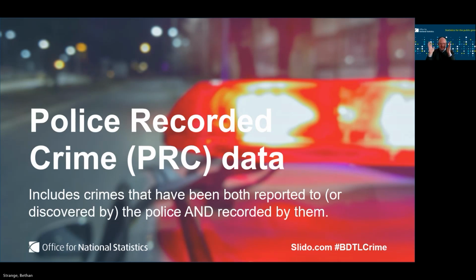So now let's think about our second big data source, and that data source is police recorded crime data. So again, let's go back to the kind of questions we want to ask about this data source. So what is it? It's crimes that we've experienced as the public, that we have reported to the police, and that the police have recorded on their systems.